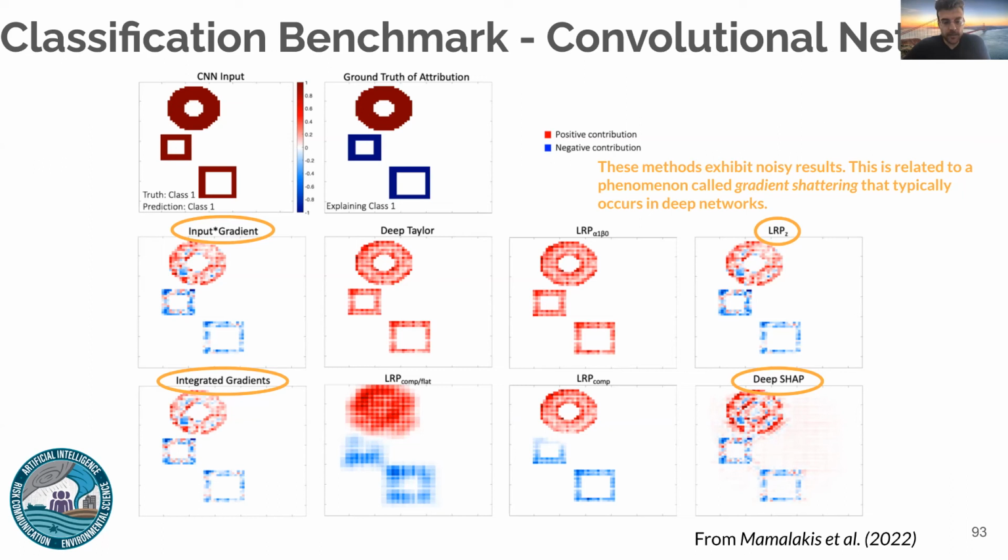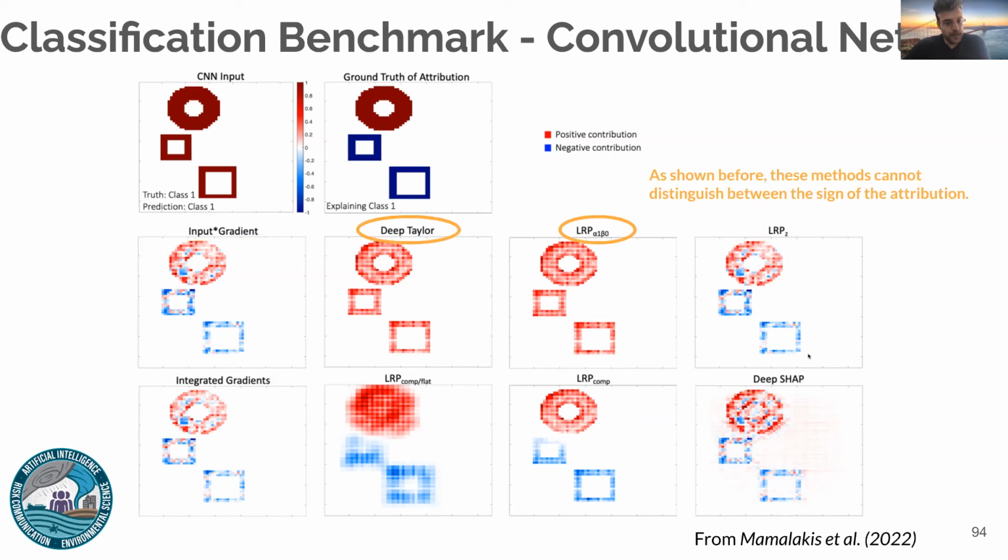Another thing that we need to keep in mind in the next slide is that, as we also highlighted in the previous benchmark, the LRP alpha 1, beta 0, and the deep Taylor cannot distinguish between the sign of the attribution.